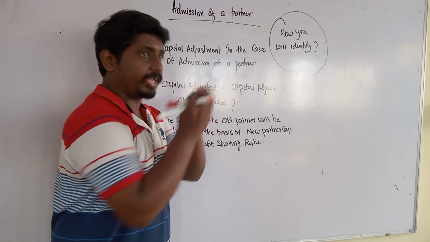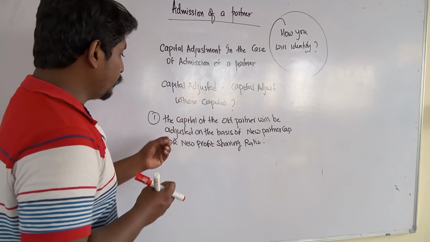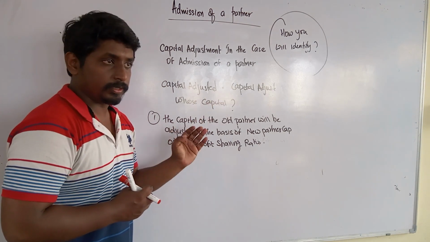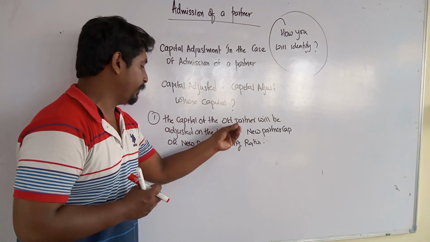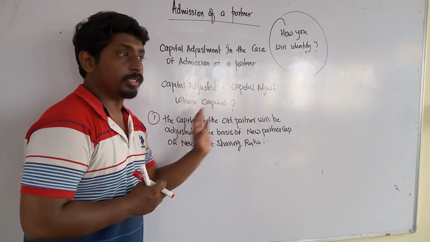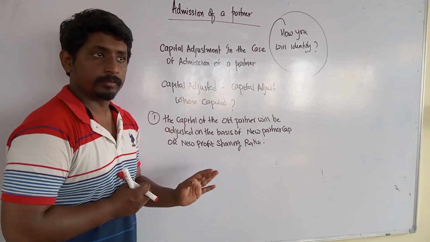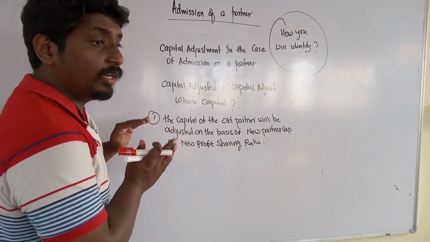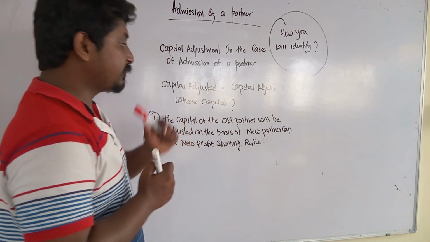Read the adjustment in the given question very carefully. In it, this term will definitely be there, that is, the capital of the old partners, or the capital of A and B will be adjusted on the basis of C. If C is a new partner, A and B are old partners. So in this case, always remember in your mind, it's the case of what? Capital adjustment.